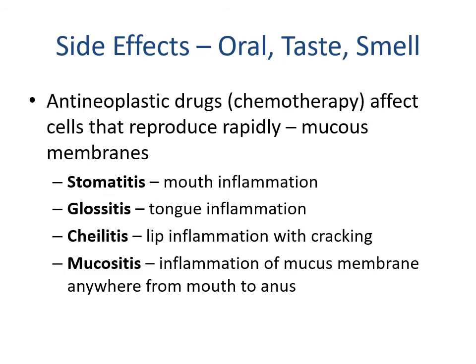Antineoplastic drugs, or chemotherapy agents, can affect the cells that reproduce rapidly, usually focused on the mucous membranes. These can cause side effects such as stomatitis, which is inflammation of the mouth, glossitis, which is inflammation of the tongue, cheilitis, which is lip inflammation with cracking, and mucositis, which is inflammation of the mucous membranes, anywhere from mouth to anus.